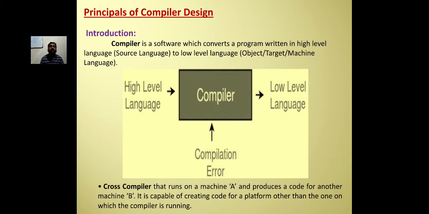A compiler is software which converts a program written in a high level language, meaning the source language, to a low level language, meaning the object or target machine language. Here we show a diagram of the compiler, high level language, low level language and compilation error. A cross compiler runs on a machine A and produces code for another machine B. It is capable of creating code for a platform other than the one on which the compiler is running.